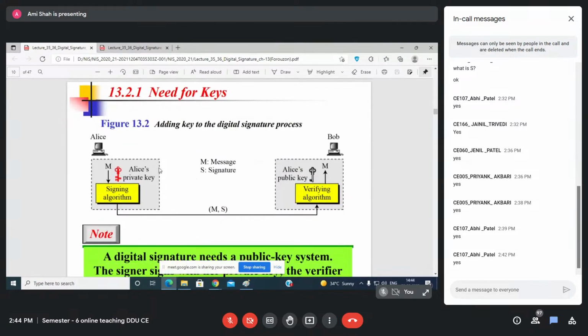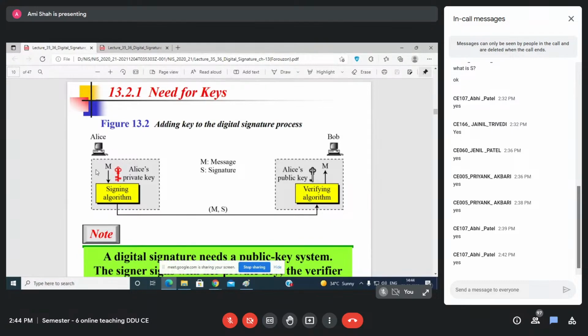Now see here, in this digital signature, we have the sender, or I can say the signer. Alice is the signer. The signer uses her private key, which is applied to a signing algorithm to sign a document. The verifier, on the other hand, uses the public key of the signer, which is applied to a verifying algorithm to verify the document.